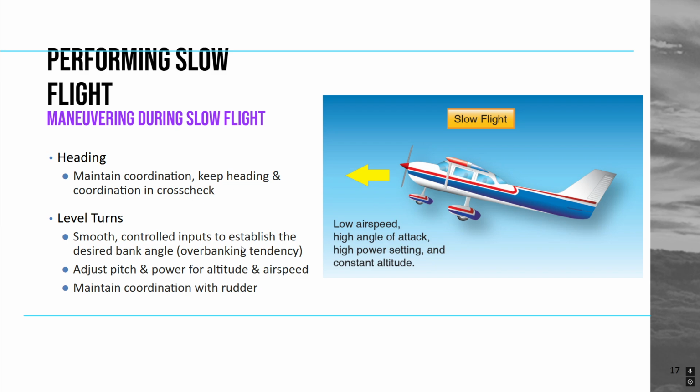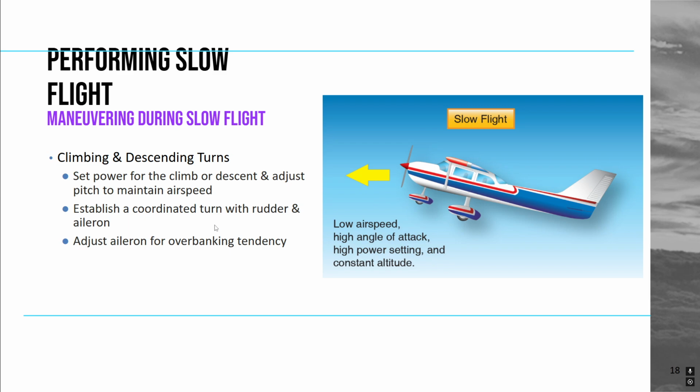I want to maintain my heading as well using a visual reference, and in level turns I'm going to do smooth, gentle banks, maintaining coordination and adjusting pitch and power for airspeed. And generally in turns I need to add additional power in order to maintain altitude. Climbs and descents, so if I'm climbing, I'll add full power and then adjust my pitch to maintain that 50 to 55 knots. If I'm descending, maybe I'll bring that power back to about 1500 RPM and pitch down to maintain that airspeed.